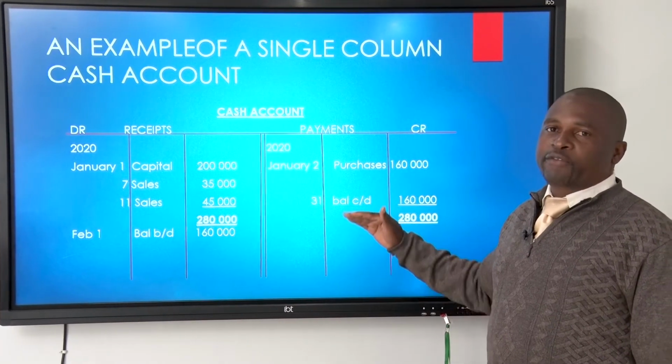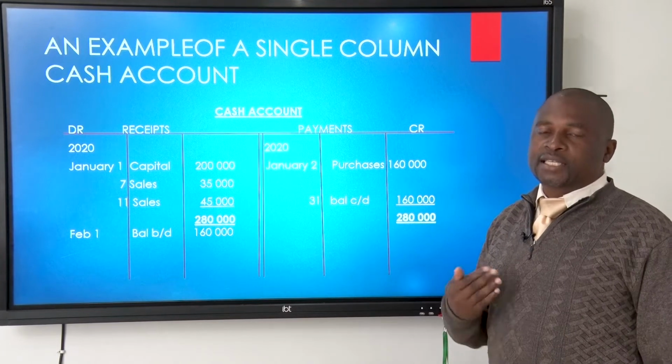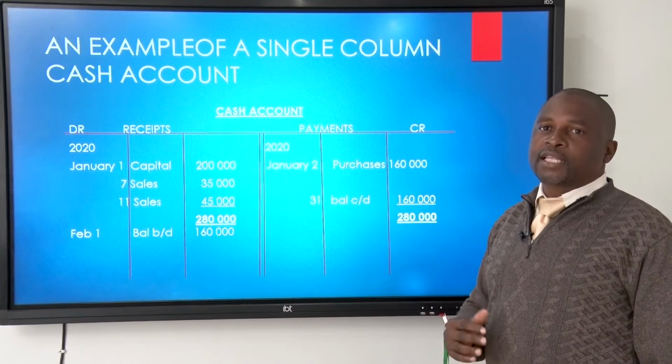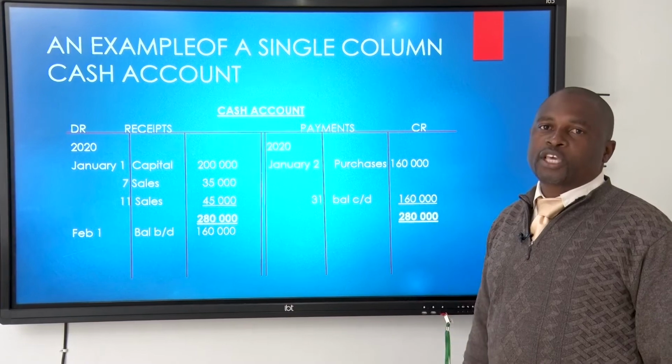Learners, we can break for now. When we meet in the second segment, we shall be looking at the 2-column cash book. Thank you.